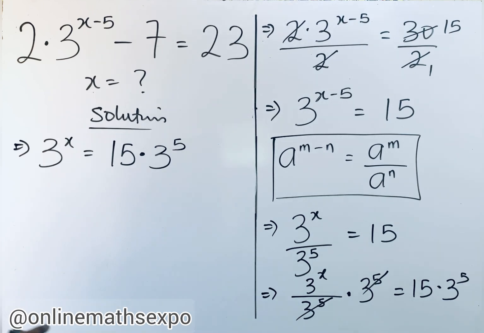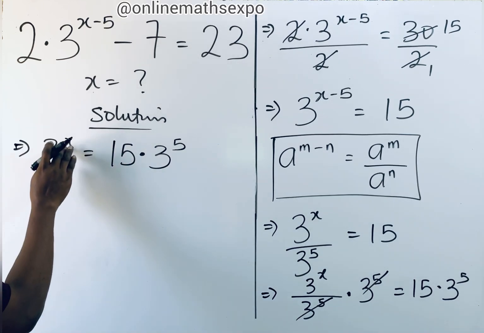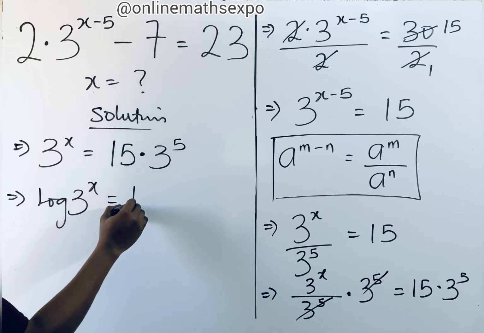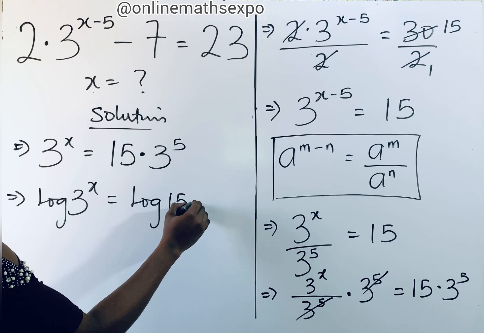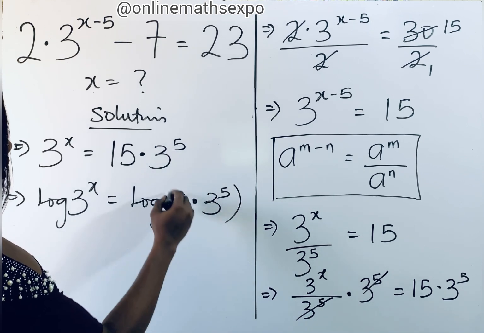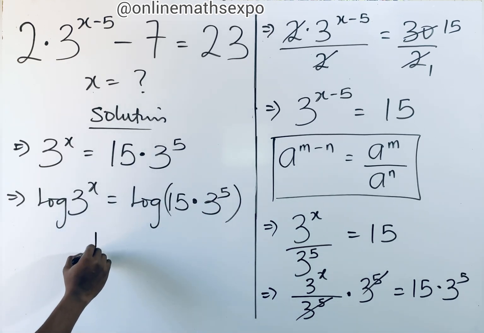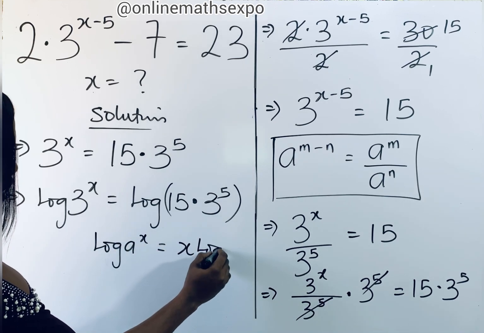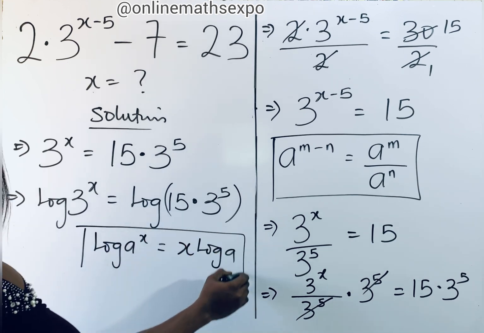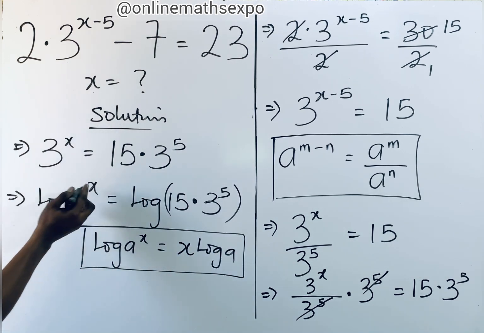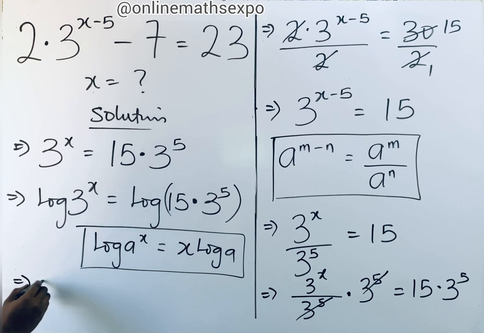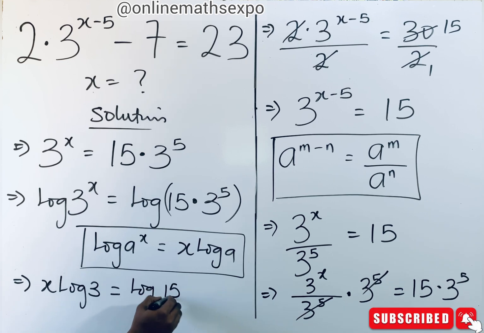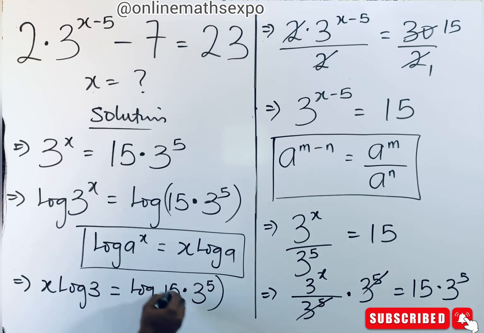Now at this point, we need to take the logarithm of both sides for us to find x. So we have log of 3 to the power of x is equal to log of 15 multiplied by 3 to the power of 5. Now what do you do? Remember, for every log of a to the power of x, this power multiplies the log. Did you see? So this is going to be a guide. Now for this, the power x multiplies, so we are going to have x log 3 is equal to log of 15 multiplied by 3 to the power of 5.